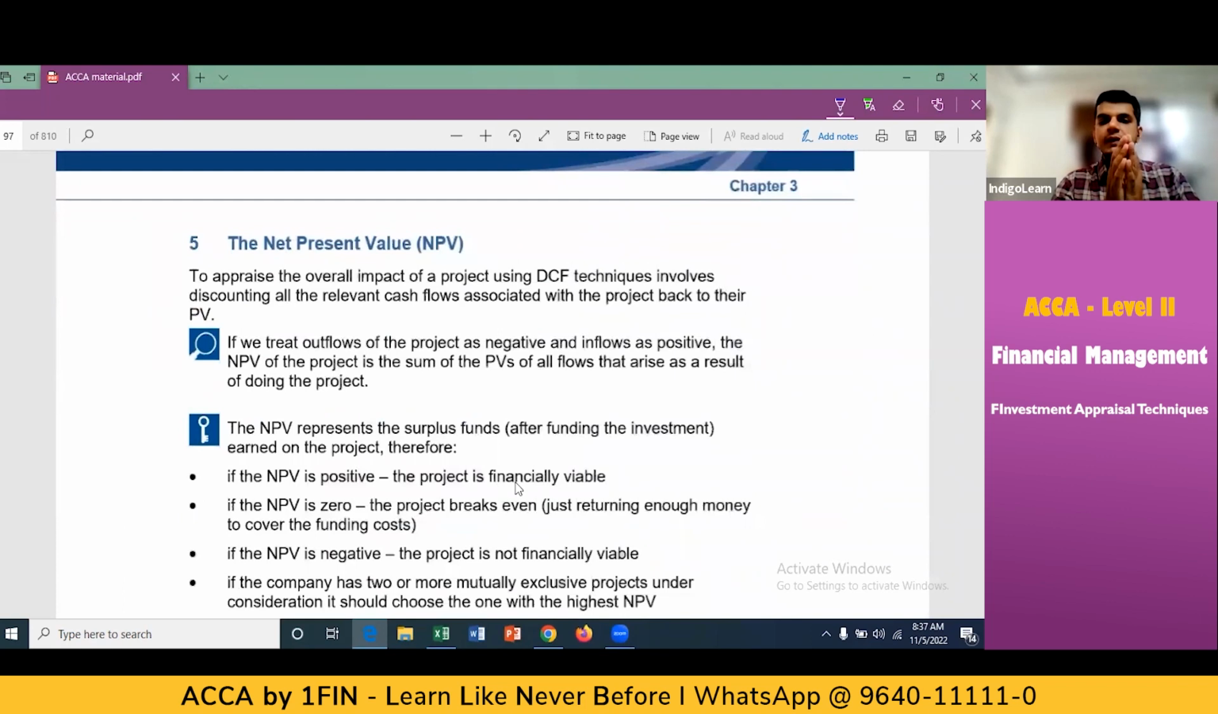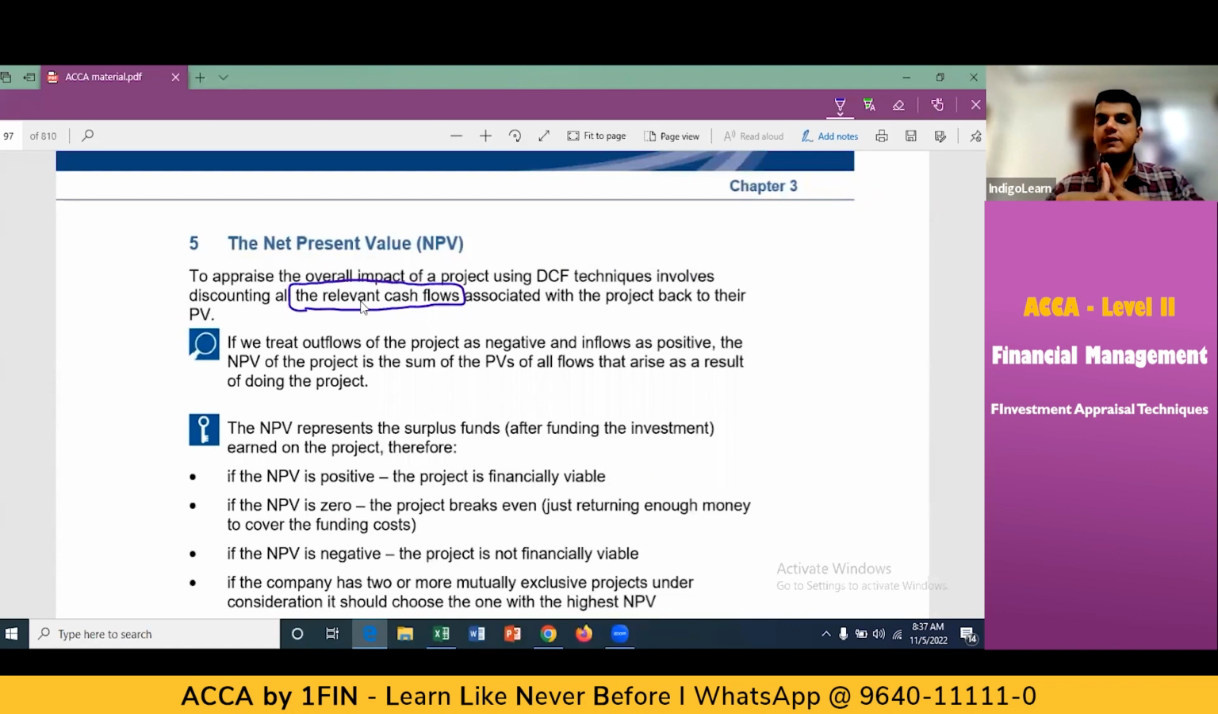Now comes the main thing, that is net present value calculation. To appraise the overall impact of a project using the DCF technique involves discounting all relevant cash flows. So as we have discussed in the previous chapter, we are now mature enough to calculate the relevant cash flows. What is actually relevant for the particular investment or not?